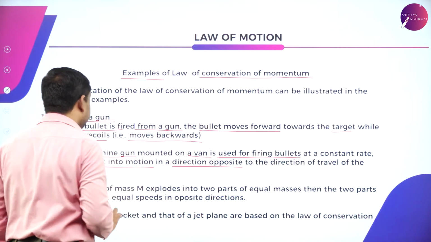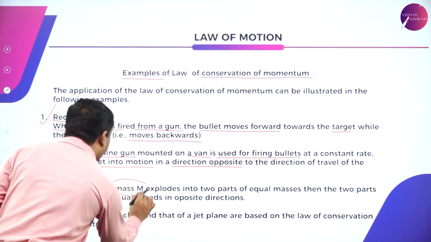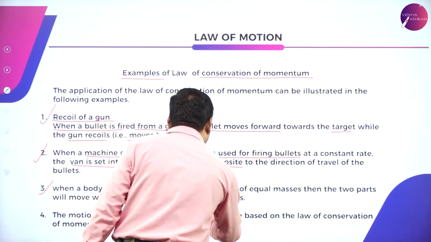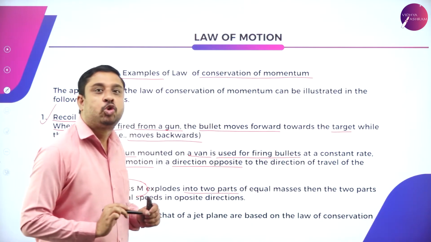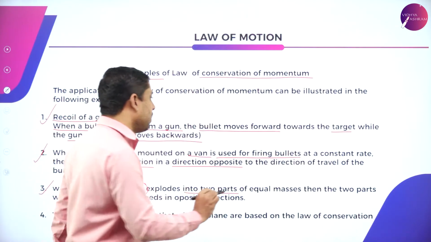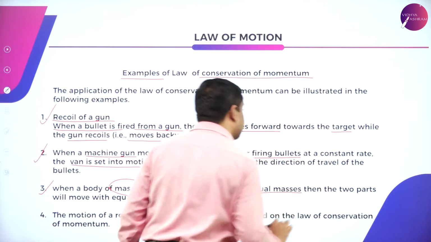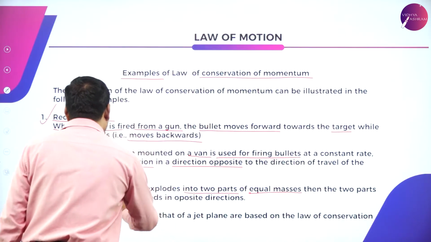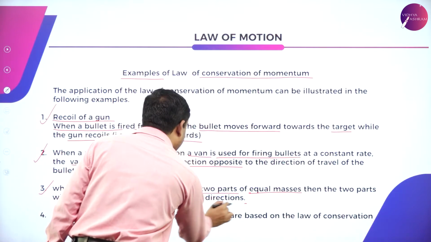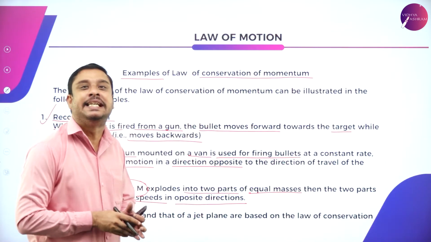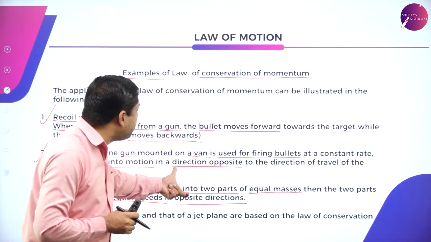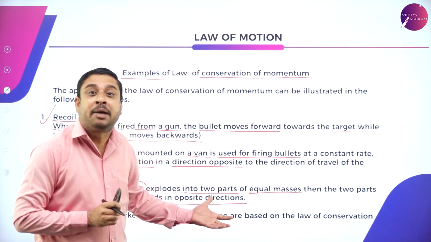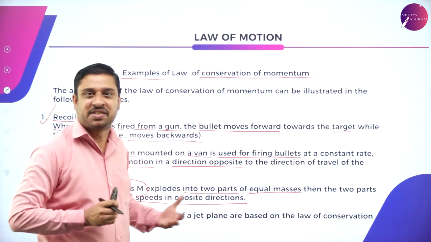The next one. When a body of mass m explodes into two parts of equal masses, then the two parts move with the equal speed in opposite directions. Again, a very beautiful example. This is called fragmentation of mass.